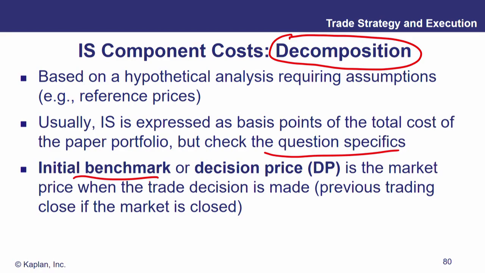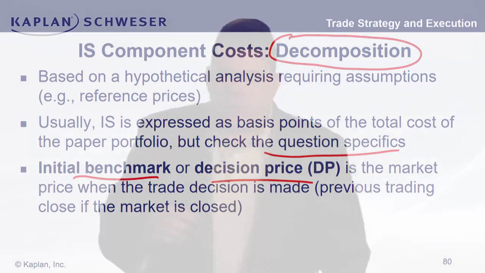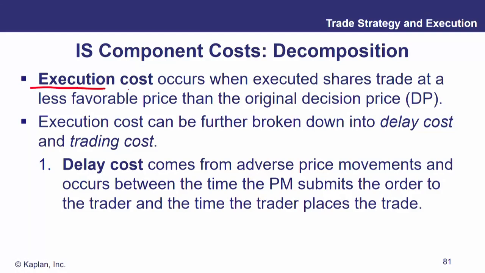Okay, so this reference that we're looking at, we're going to have some initial benchmark or some decision price. So I want you to think, what is the decision price? It is the market price when the trade decision was made. And in most of the examples, when you go back and look, you're going to see it's typically the previous trading close if the market is closed, so the previous day's trading. Okay, so let's look at execution costs. Because remember, there were two main impacts that we deal with.